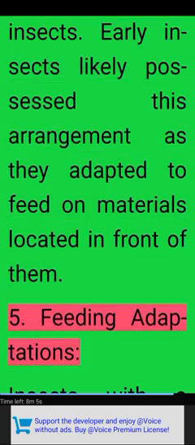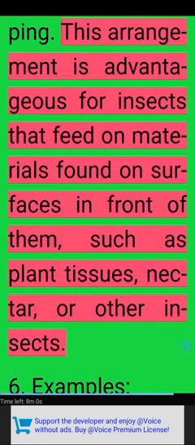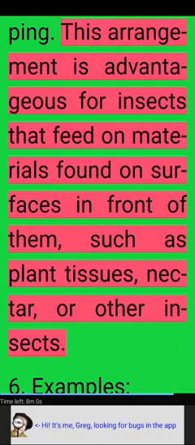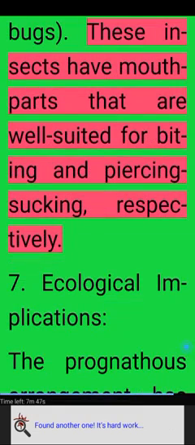5. Feeding adaptations. Insects with a prognathous arrangement may have mouthparts adapted for biting, chewing, or lapping. This arrangement is advantageous for insects that feed on materials found on surfaces in front of them, such as plant tissues, nectar, or other insects. 6. Examples. The prognathous arrangement is observed in various insect groups, including Coleoptera beetles and Hemiptera true bugs. These insects have mouthparts that are well suited for biting and piercing sucking, respectively.